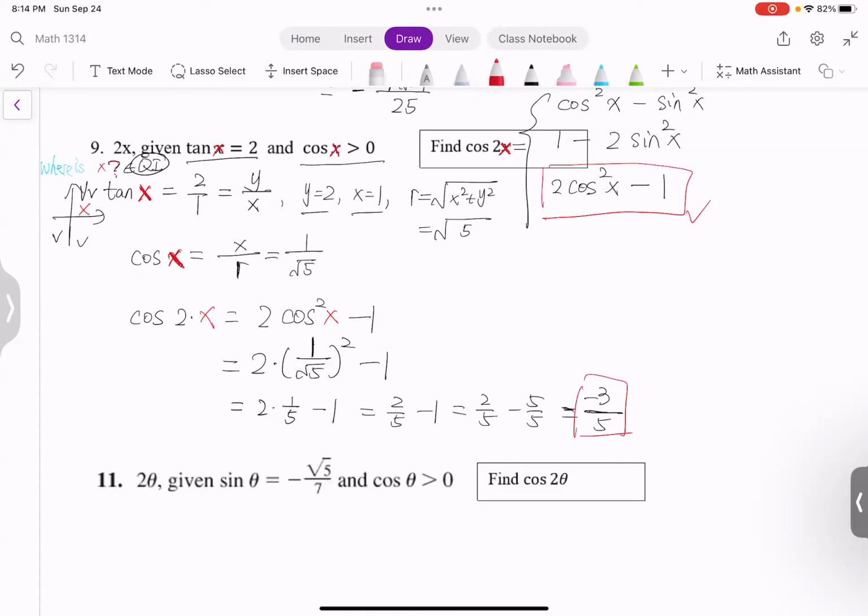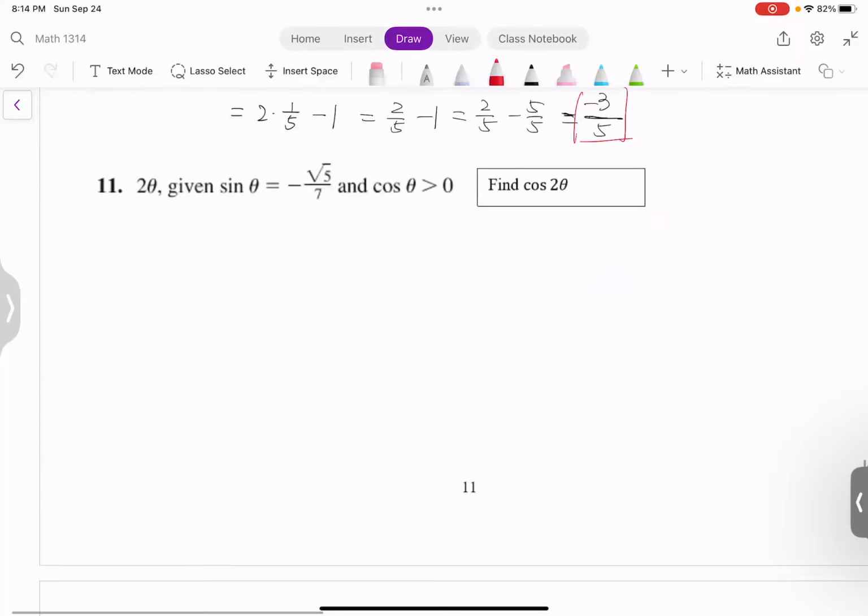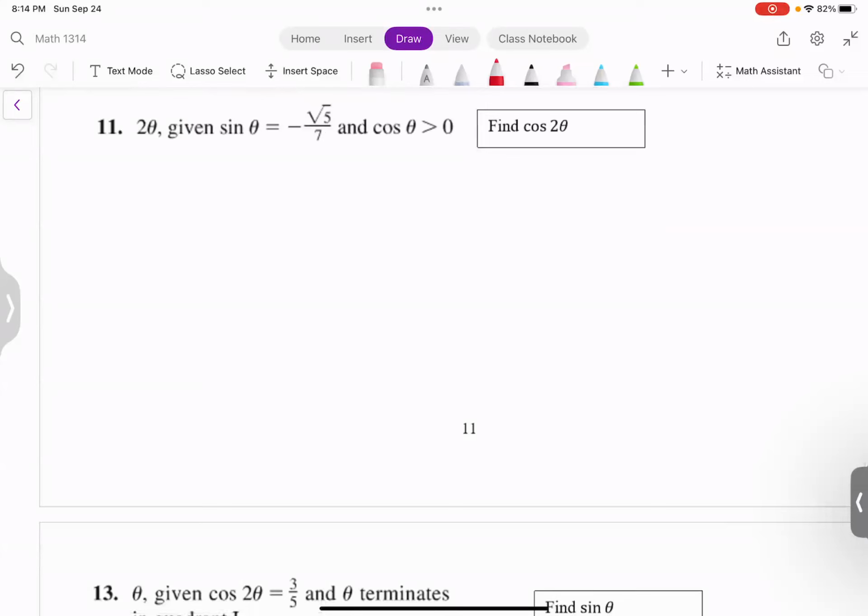Okay, let's see the next example. Given that sine theta equals negative square root of 5 over 7 and cosine theta is a positive value, we are looking for cosine 2 theta.